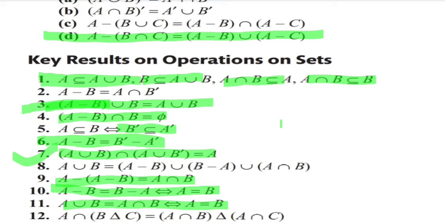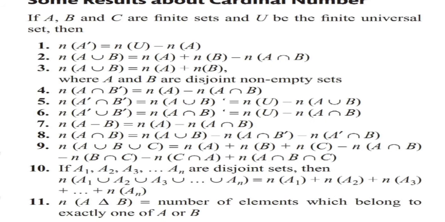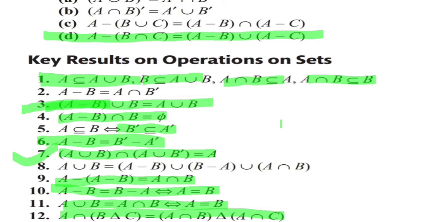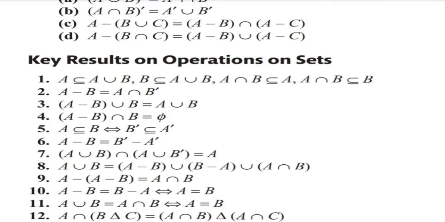And finally the 12th one, A intersection B symmetric difference. Here the triangle stands for what? The symmetric difference is denoted by the triangle symbol. Here A intersection of B symmetric difference C is equal to A intersection B symmetric difference A intersection C, right? Got it? These are the key results on operations on sets, right? Now we move to the next slide.